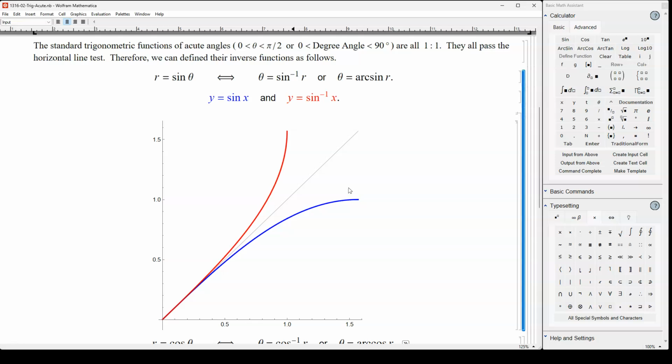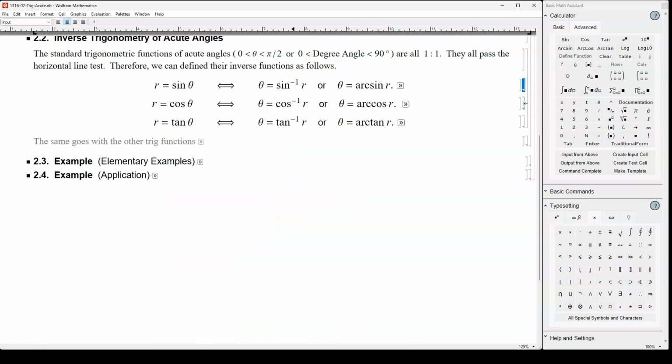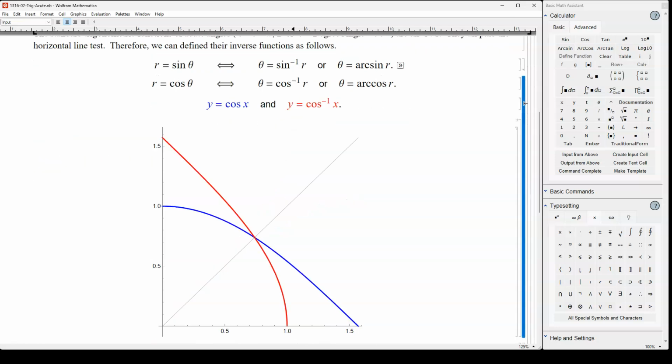And finally, make this observation. These two graphs are symmetric with respect to the diagonal y equals x. Here we have cosine function and inverse cosine function. Blue is cosine function, red is inverse cosine function, and symmetric with respect to the diagonal y equals x.